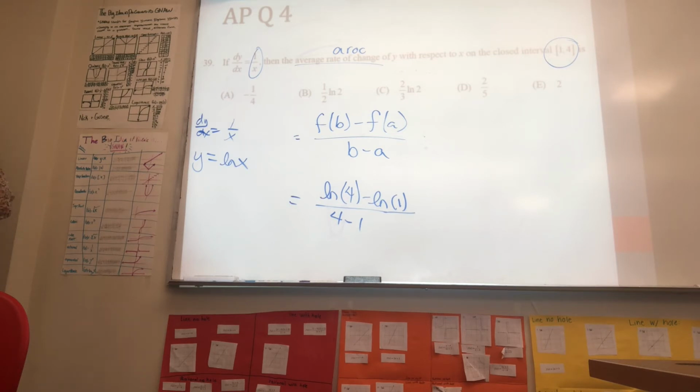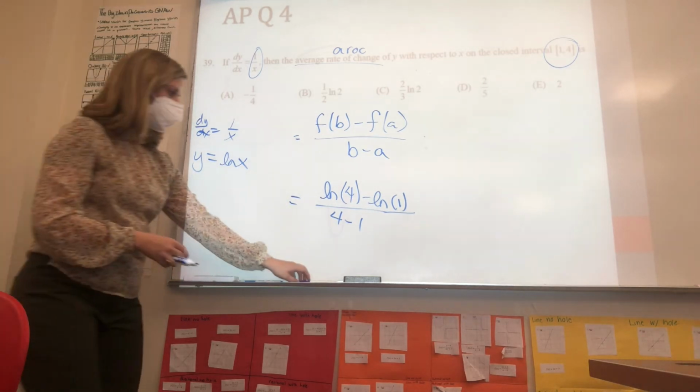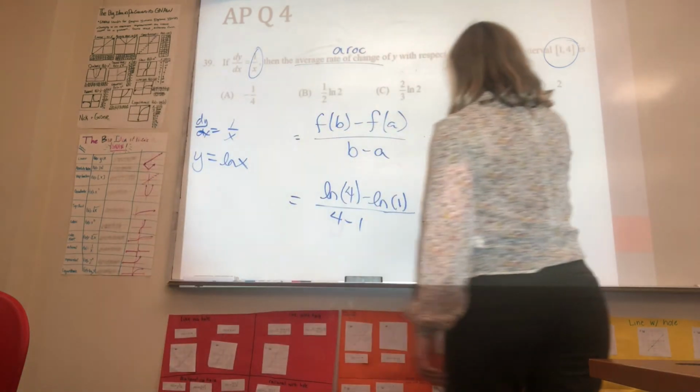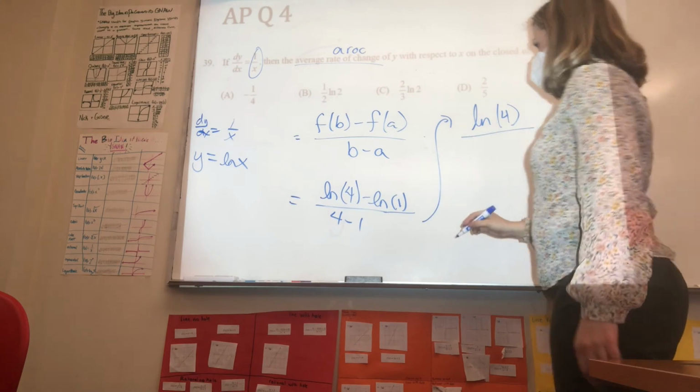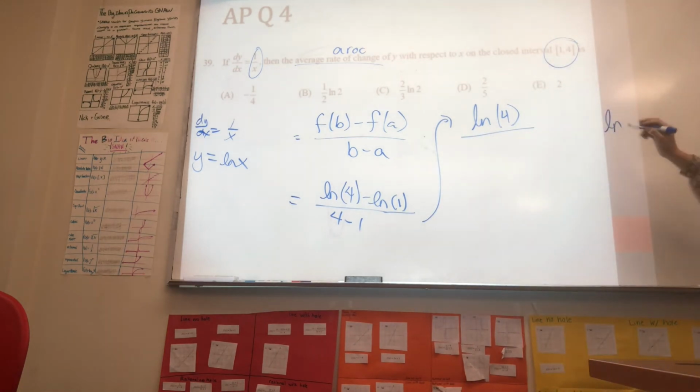What's ln of 4? I don't know. I'm going to leave it that way for a sec. What's ln of 1? 0. So this is ln of 4 divided by ln of 1. You could change it. A difference of 2 logs changes to 1 log.